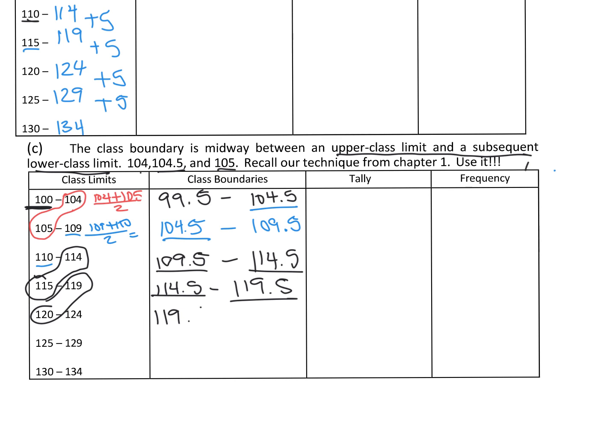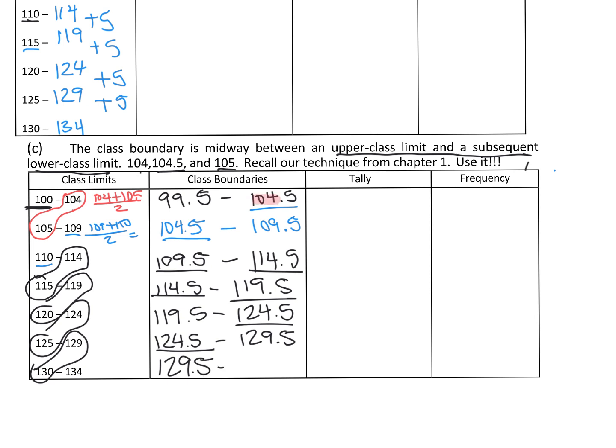Then I start with 119.5, and that would be 124.5. I use 124.5 again here, and then that would take me to 129.5. And then I've got 129.5. So you can see I just want to point out again, the upper becomes the lower, the upper becomes the lower, the upper becomes the lower, and so on. Okay, that should help you. And then I'm going to end at 134.5. So notice I'm 0.5 higher than my last value, and I'm 0.5 lower than my lowest value. All right, cool. We're almost done.